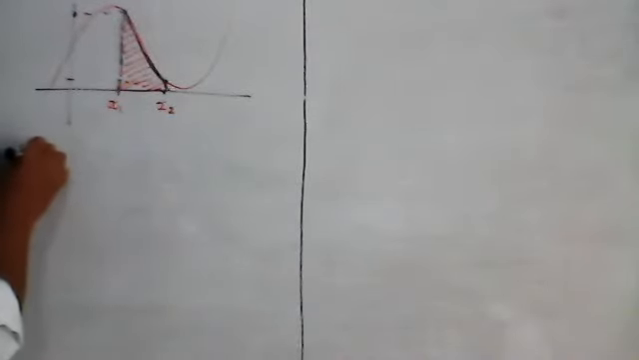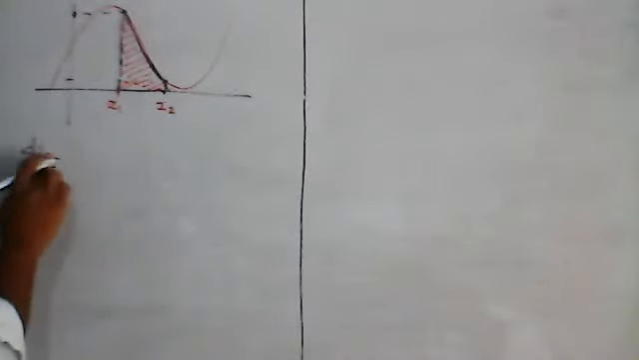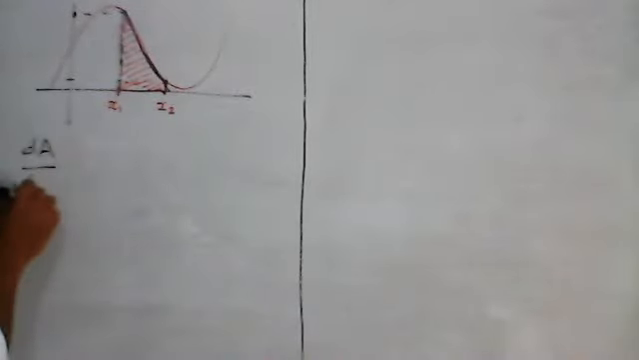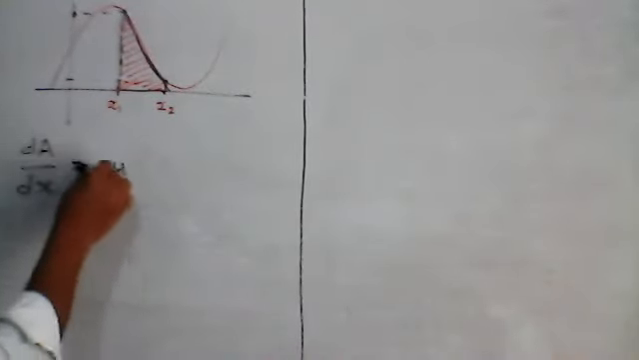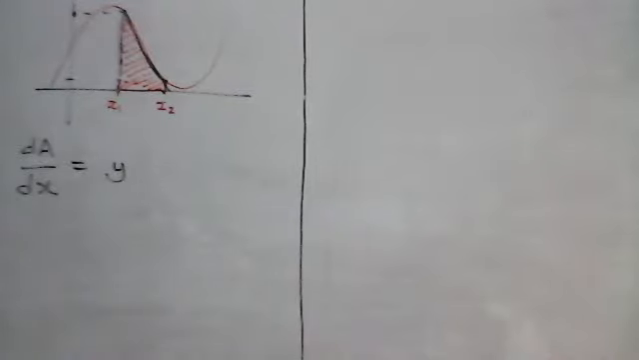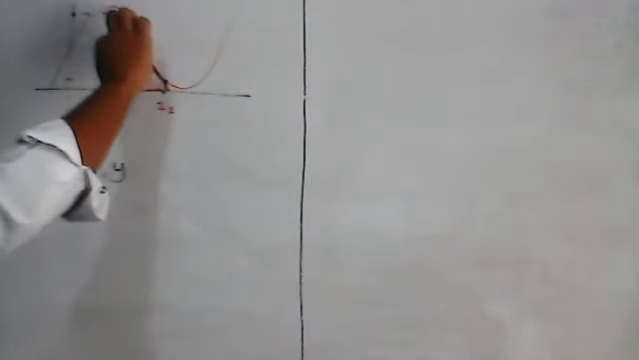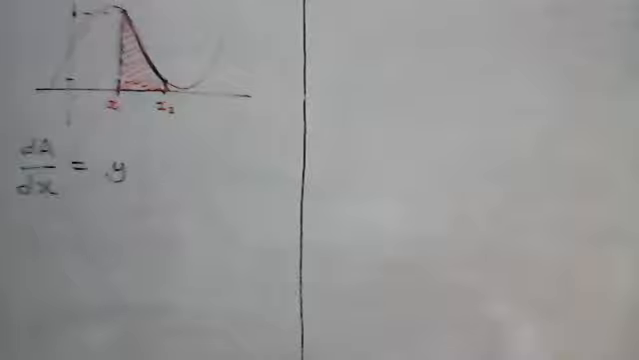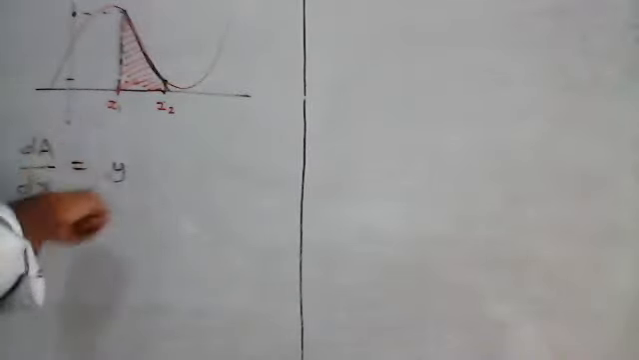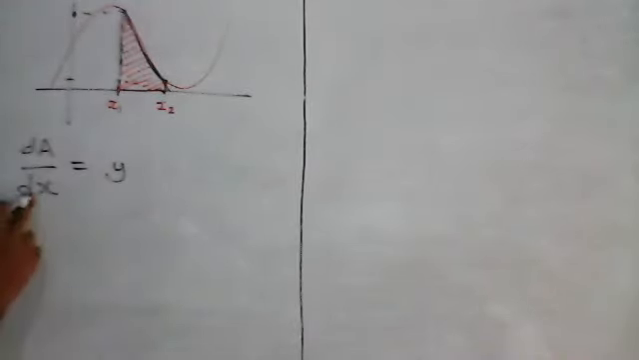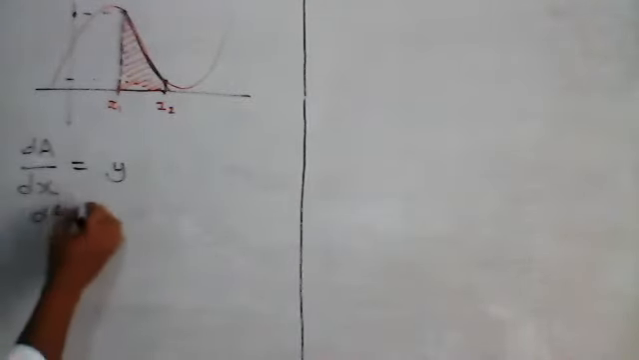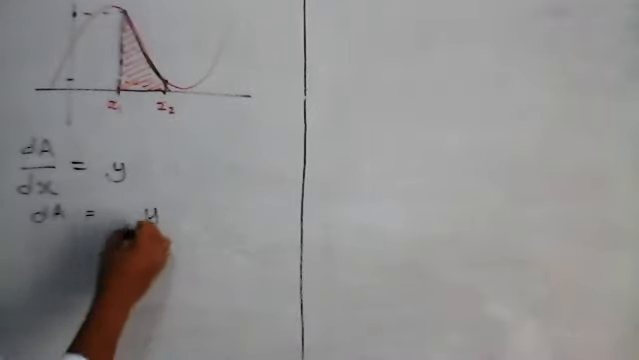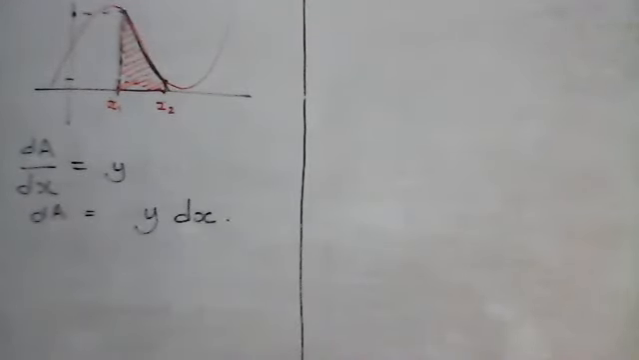In other words, the rate of change of area, dA/dx, is equal to y. The rate of change of area under the graph with respect to x is equal to the y value, that y value there. If we do some fancy mathematics there, multiplying both sides by dx, I get dA is equal to y dx.